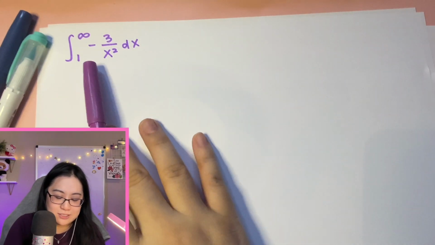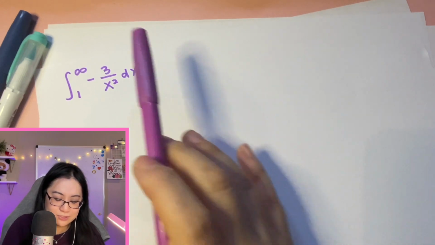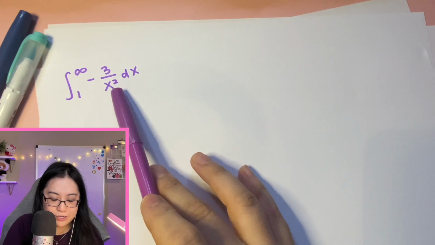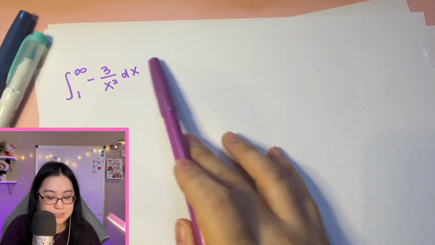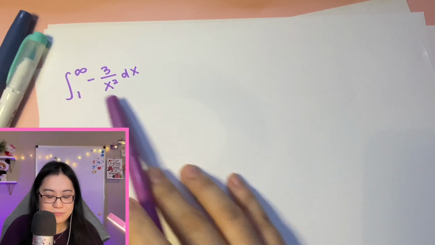So let's take a look at this question. Let me just read it out loud first. So we have the integral of -3 over x squared with respect to x from 1 to infinity.